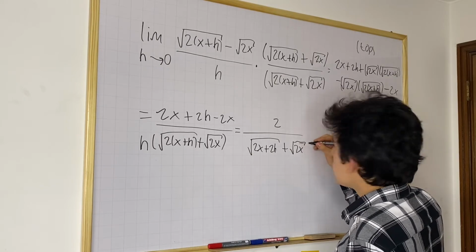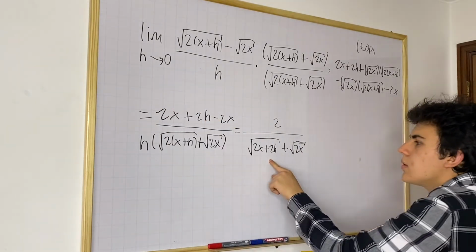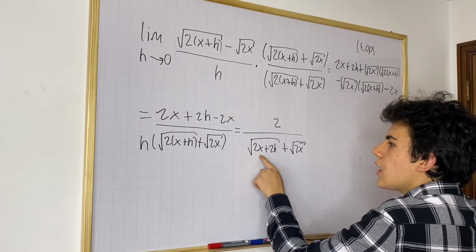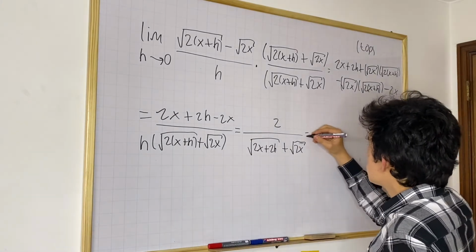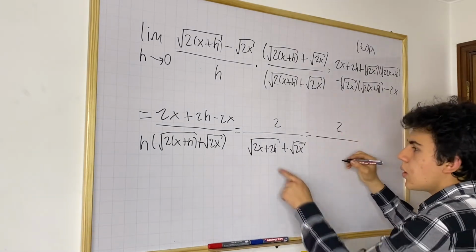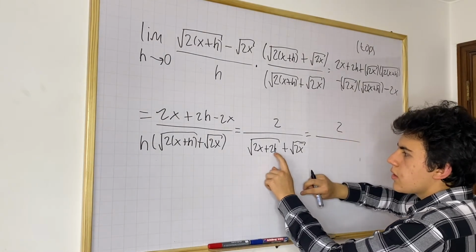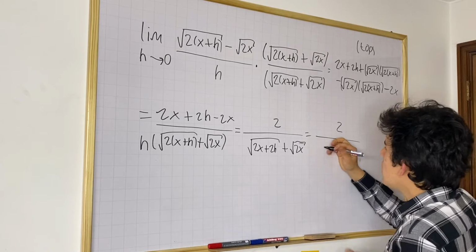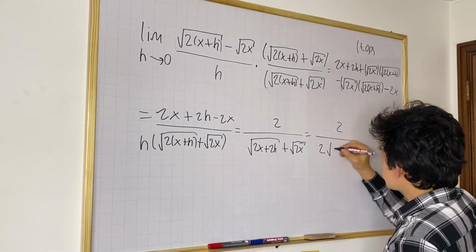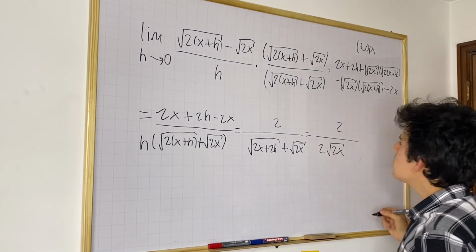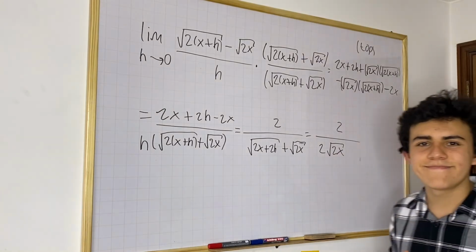it goes to 0 because h is approaching 0. So, never mind, we still have x here. Yeah, so we're good. So this is equal to 2 over 2 square root of x, because we plug in 0 here, this goes to 0, so plus 0. So we have 2 square root of 2x. Cool. And this is our answer.